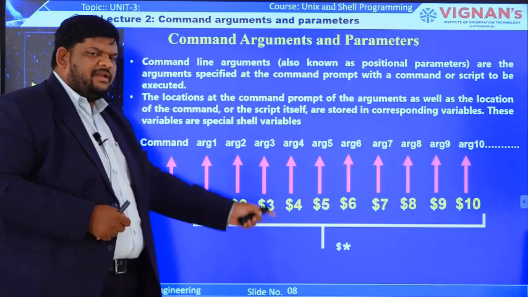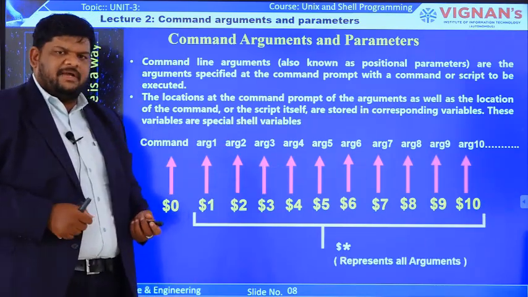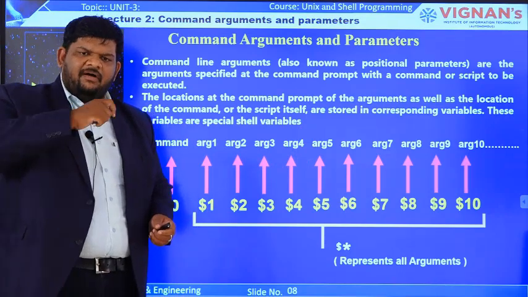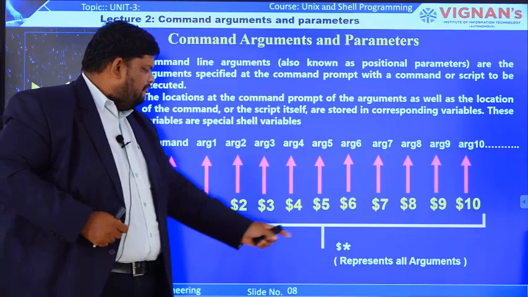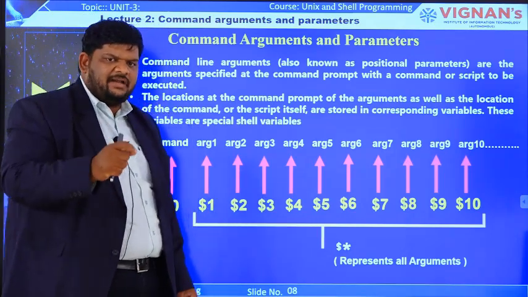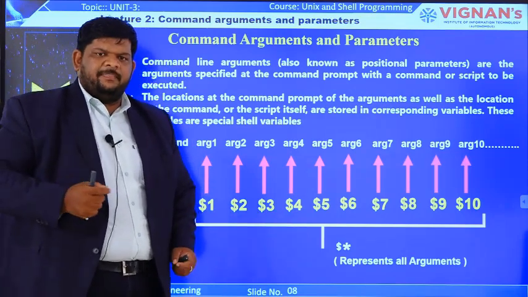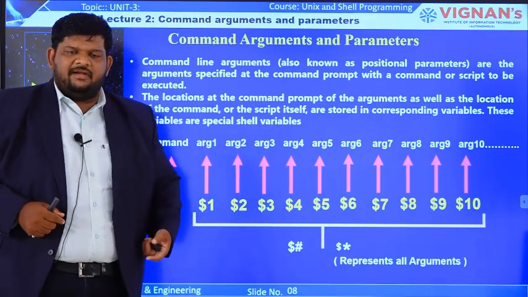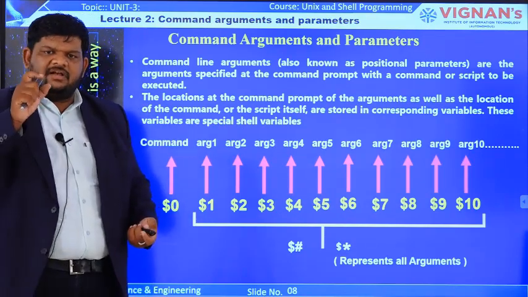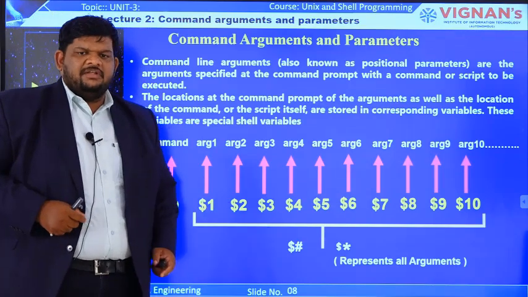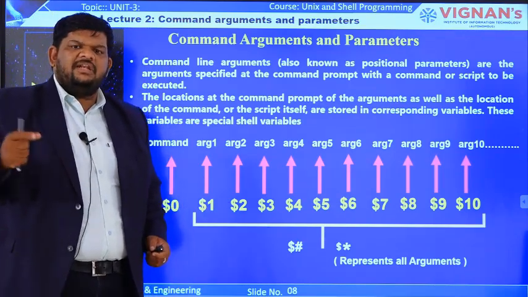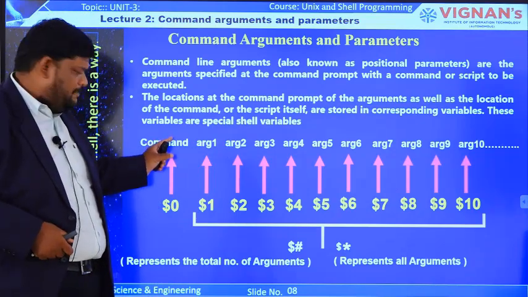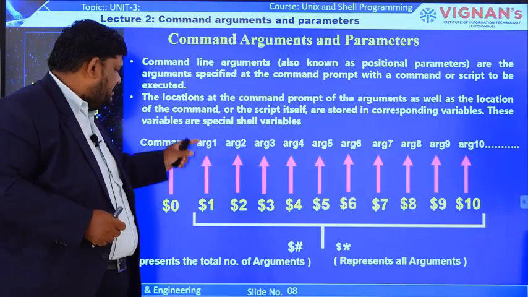Now let us see $*, which represents all arguments. If you want to see the entire list of arguments, for example 5 arguments, and print all 5 on the screen, it is possible with $*. So $* represents all the arguments that we provide on the command prompt. Next, if I want to know how many command line arguments are present, the count is available with $#. With $# we can get the total number of arguments present on the command prompt.